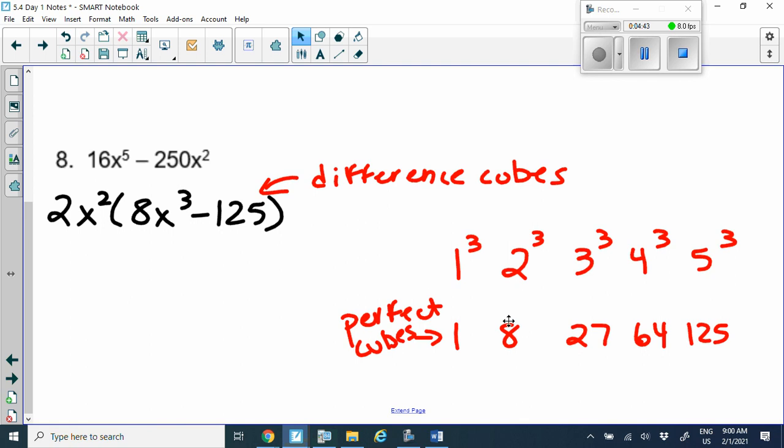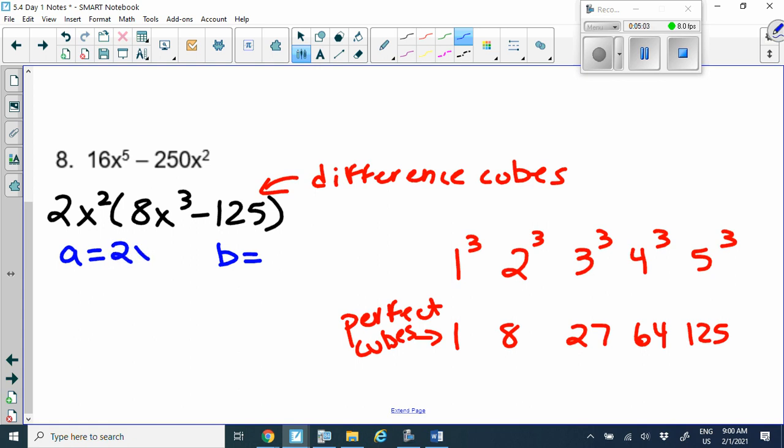Okay, so notice 8 and 125, they are numbers on our perfect cubes list, so they are perfect cubes. So what we need to do is take the cube root of 8 and the cube root of 125 to determine our a and our b values, okay? So the cube root here is going to be 2x, and then our cube root of b is going to be 5.